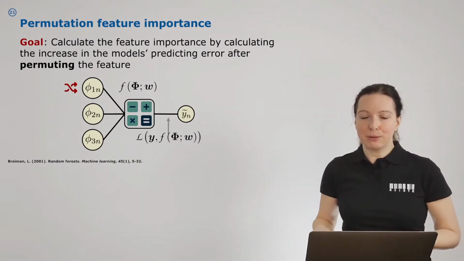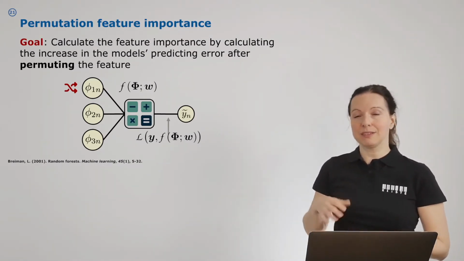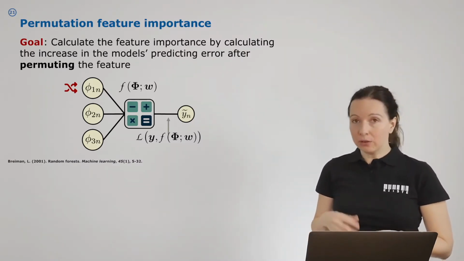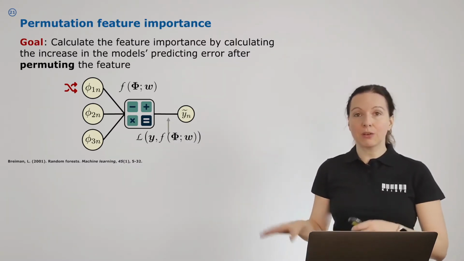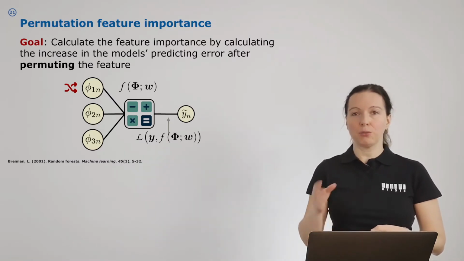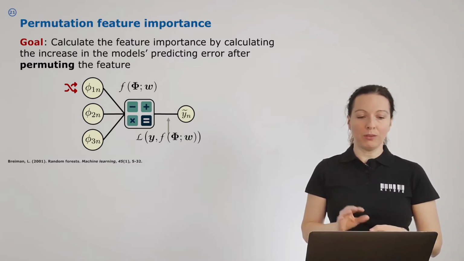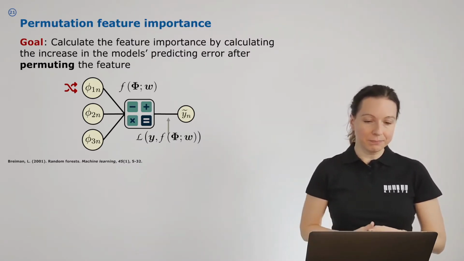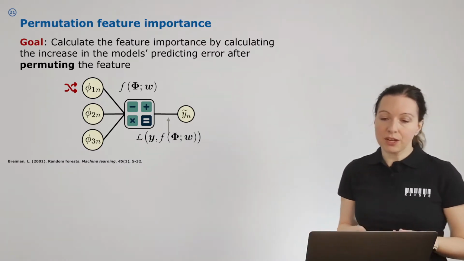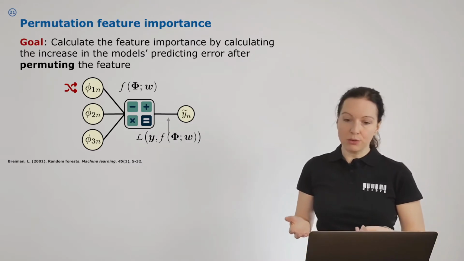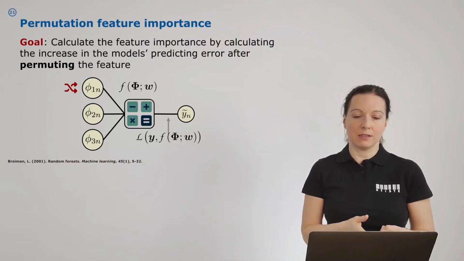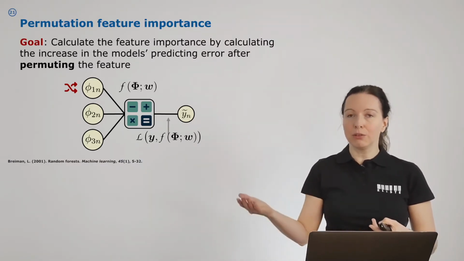Besides the partial dependence plot, permutation feature importance is also a simple way to compute the feature importance. And here, the goal is to calculate the feature importance by calculating the increase in the model's prediction error after permuting the features. What permutation means, I will tell you in a few seconds. But overall, a feature is important if shuffling its values increases the model error, because in this case the model relied on this feature and it's considered important for the prediction.